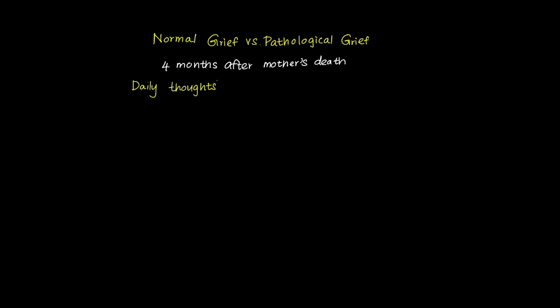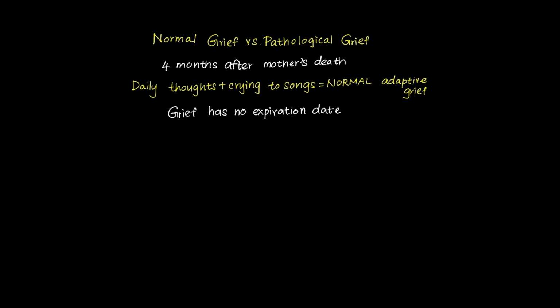A woman's mother died 4 months ago. She still thinks about her mum every single day, cries when she hears her mum's favourite song, and she's worried that something is wrong with her because she hasn't moved on. The answer is reassurance. This is completely normal grief. 4 months is not a long time. There's no expiration date on missing your mother. Daily thoughts about a loved one, emotional responses to reminders like music or photos, all of this is adaptive grief doing exactly what it's supposed to do. The person is processing their loss, not stuck in it.